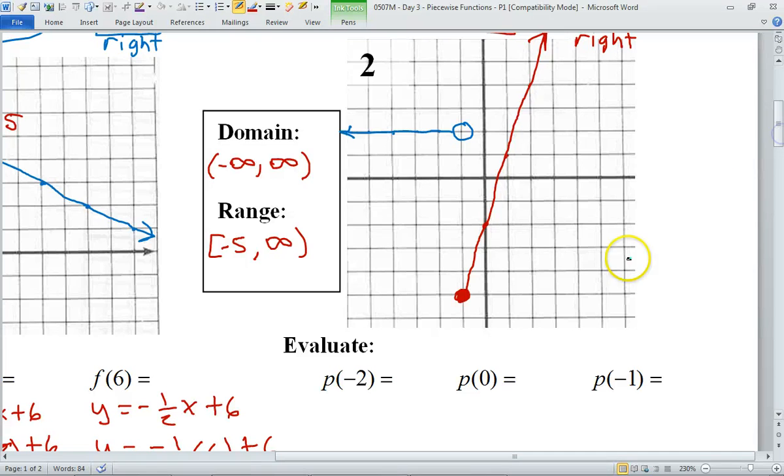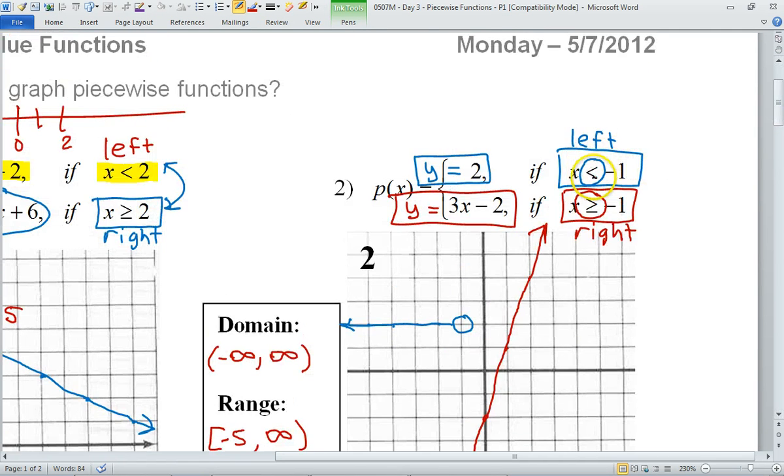So look at number 2. Let's evaluate number 2. Let's not forget the evaluate part. So looking at number 2, if I want to evaluate this algebraically using the equations, if x is -2, well, that is less than -1. That tells me to use the top equation.